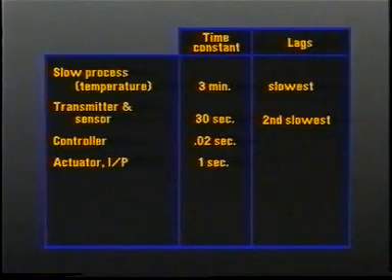In a slow temperature loop, if the stable tuning is not responsive enough, the process should be made slower, or the transmitter and sensor should be faster. For pneumatic controls in the slow process, the process should be made relatively slower, which could be achieved by adding a positioner to make the controller and actuator faster.